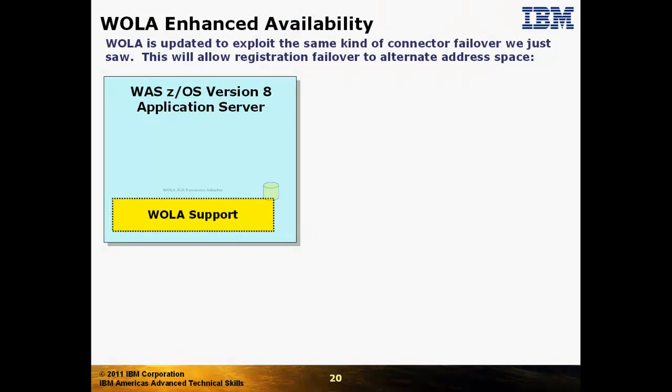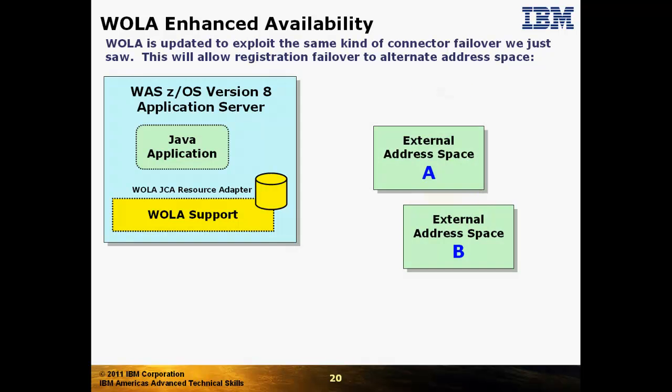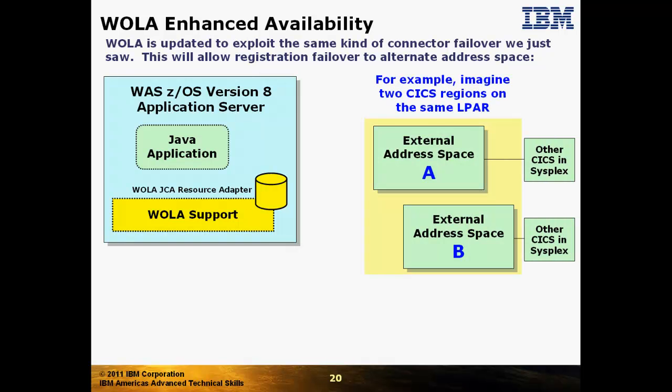Once again, we start with a picture of a WAS application server with an application and the WOLA support configured inside, including the WOLA JCA resource adapter. We bring two external address spaces into the picture. For example, imagine these are two CICS regions on the same LPAR as the WAS application server. Imagine further that those CICS regions are routing regions and route to other CICS regions in the sysplex.